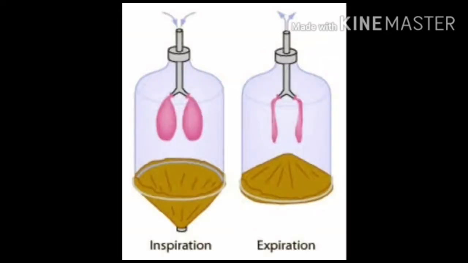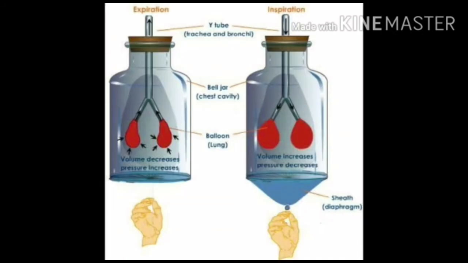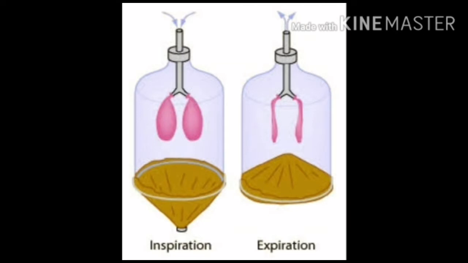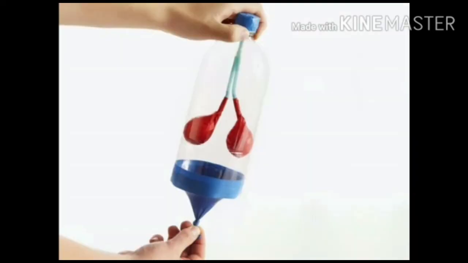Pull down the rubber sheet and watch the balloon get inflated. Now when you push the rubber sheet inside the bottle, you will observe the balloon collapses. Children, how do the balloons get inflated and deflated when we pull or push the rubber sheet?